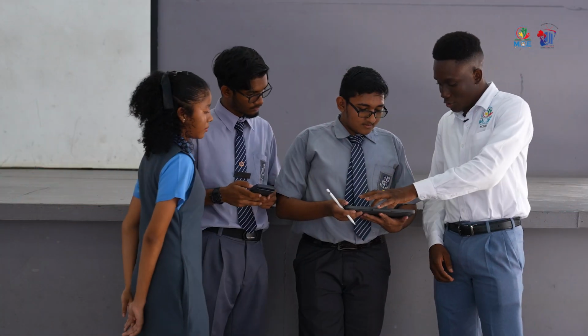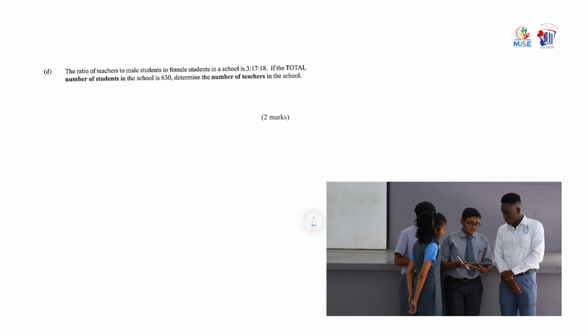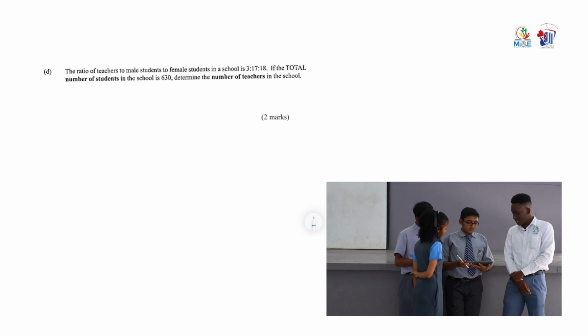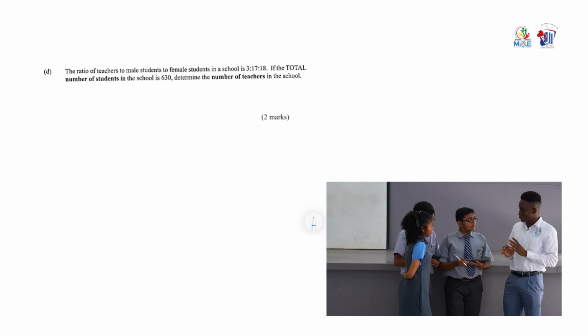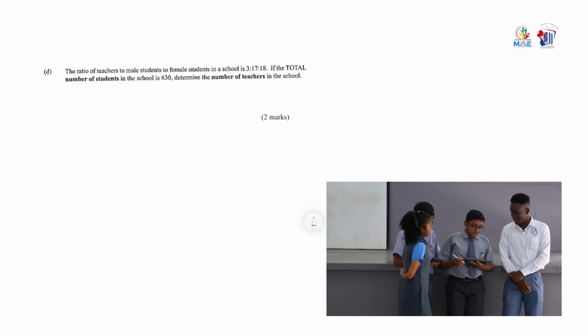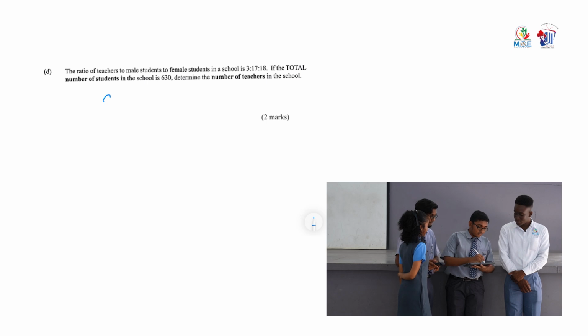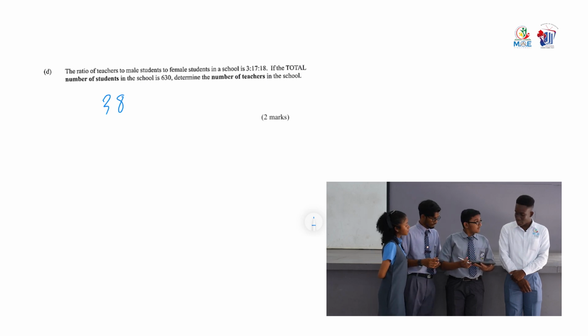The next question says, the ratio of teachers to male students to female students in a school is 3 to 17 to 18. If the total number of students in the school is 630, determine the number of teachers in the school. Remember to walk us through what to do. The floor is yours. Okay, so the total of parts will be 38. Oh, you got that already. Add all 3 of the shares.